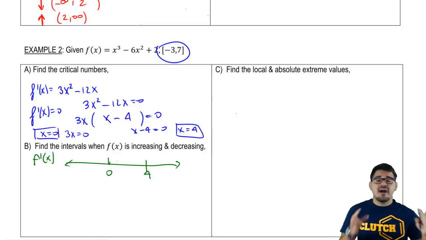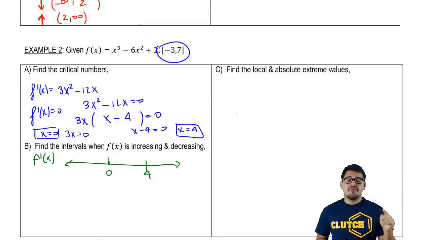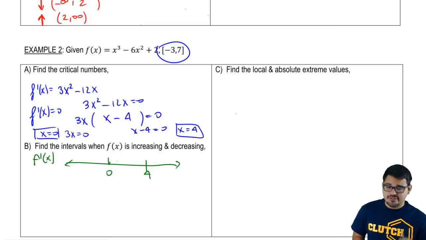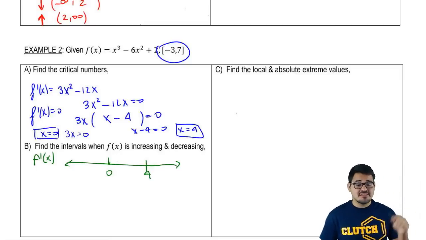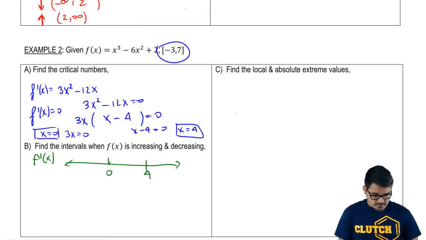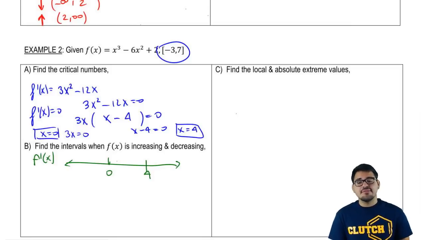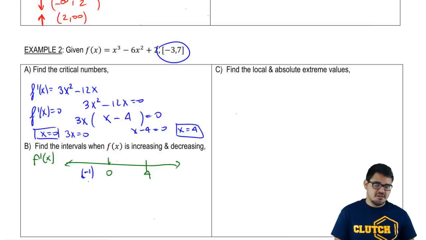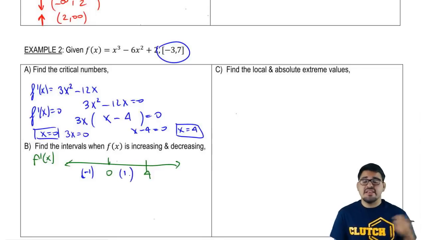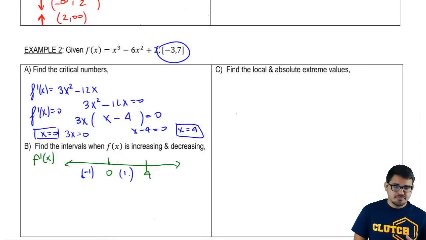Because now when we pick our values in between, we need to make sure that we're always plugging into the derivative, because that's when the derivative is positive or negative. So let's pick some values in between. A value just less than 0, I'm going to go with -1. A value between 0 and 4, I'm going to go with just 1. Those are easy, low numbers, right?